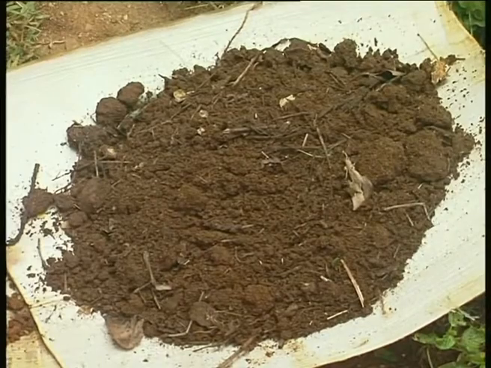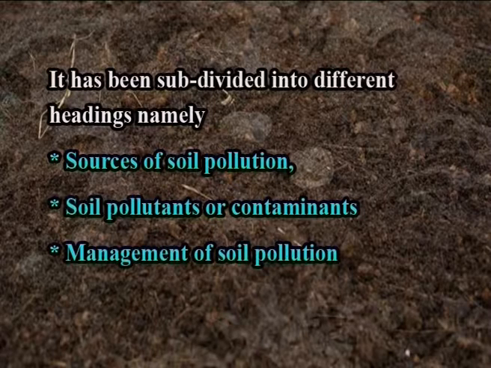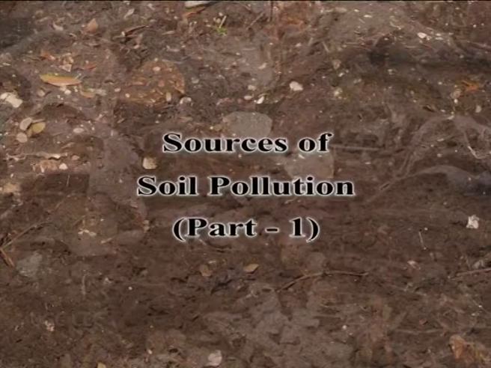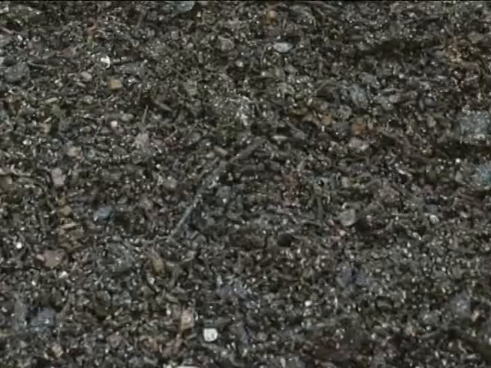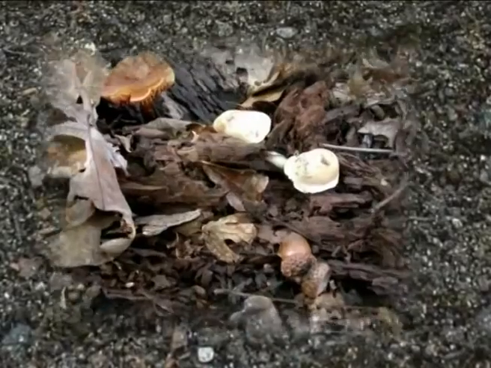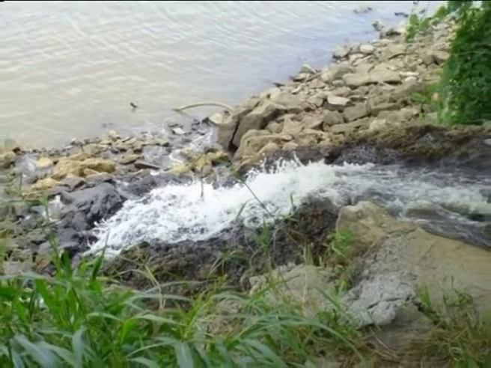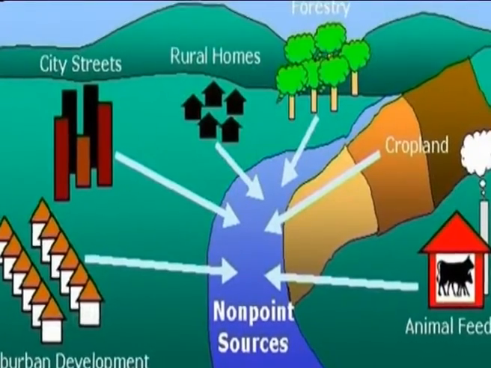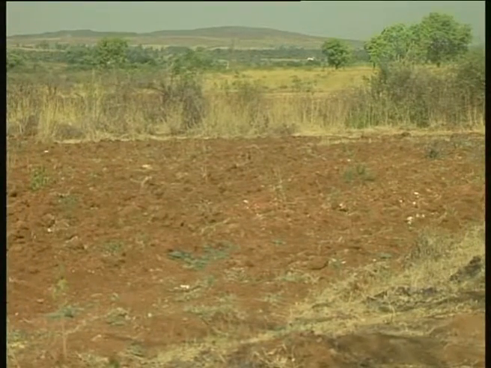For better understanding of the topic of soil pollution, it has been subdivided into different headings, namely sources of soil pollution, pollutants or contaminants, and management of soil pollution. Sources of soil pollution can be divided basically into two groups, natural and cultural. The sources of soil pollution can be further classified as point and non-point sources, agricultural and non-agricultural sources. Let us study one by one in detail.